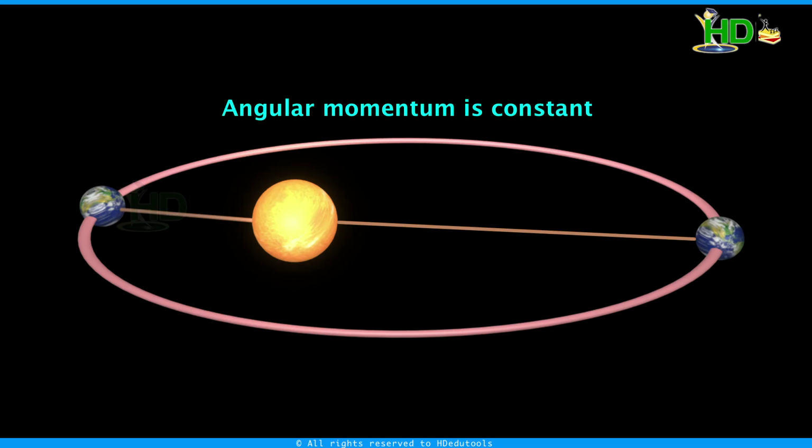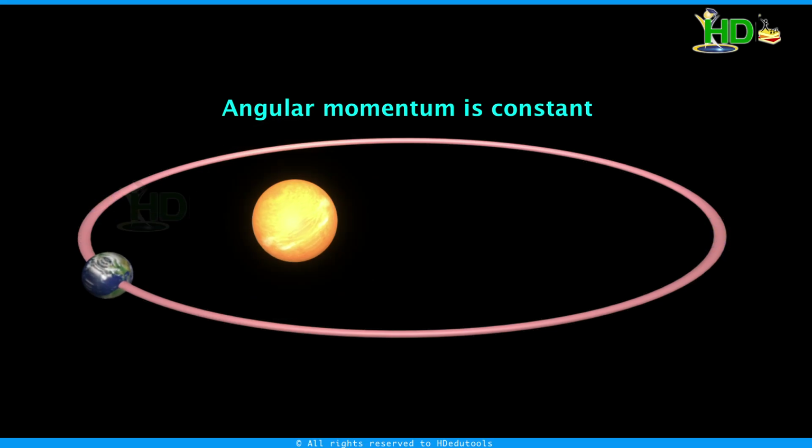Consider the system of Sun and planet. Due to which force is the planet moving around the Sun? Yes, due to the gravitational force between planet and Sun. It is a mutual interaction between Sun and planet. Are there any external forces acting on the system? No. Is any external torque acting on the system? No. Since no external torque is acting on the system, the angular momentum of the system remains constant.